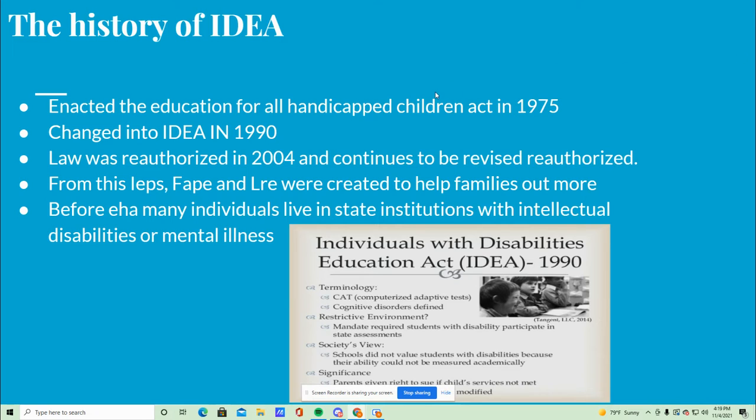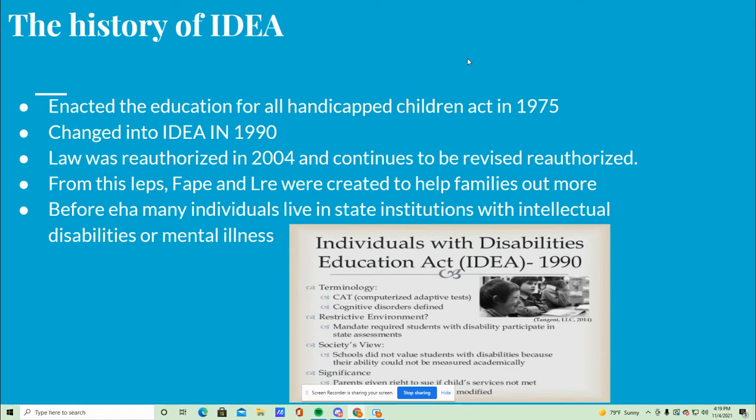The history of the IDEA, again, it was the Education for All Handicapped Children Act in 1975, later changed to the IDEA in 1990. And in 2004, the law was reauthorized and continues to be revised or reauthorized. Like I said, with the amount of technology we have coming out, it changes every year, and we have to make sure that people are able to use it.